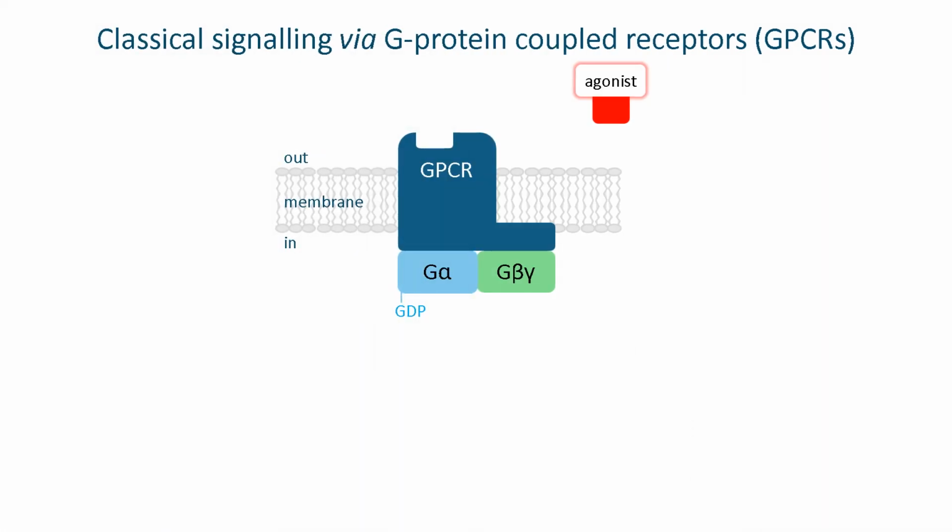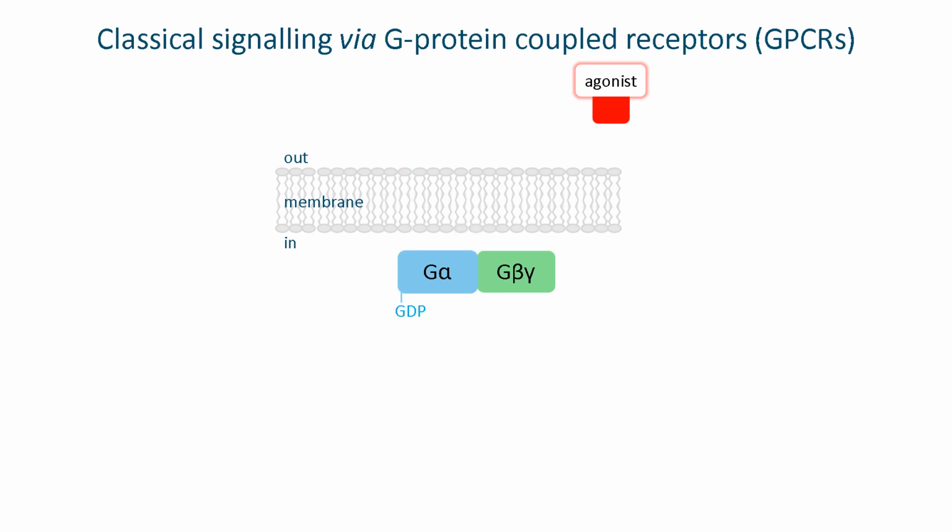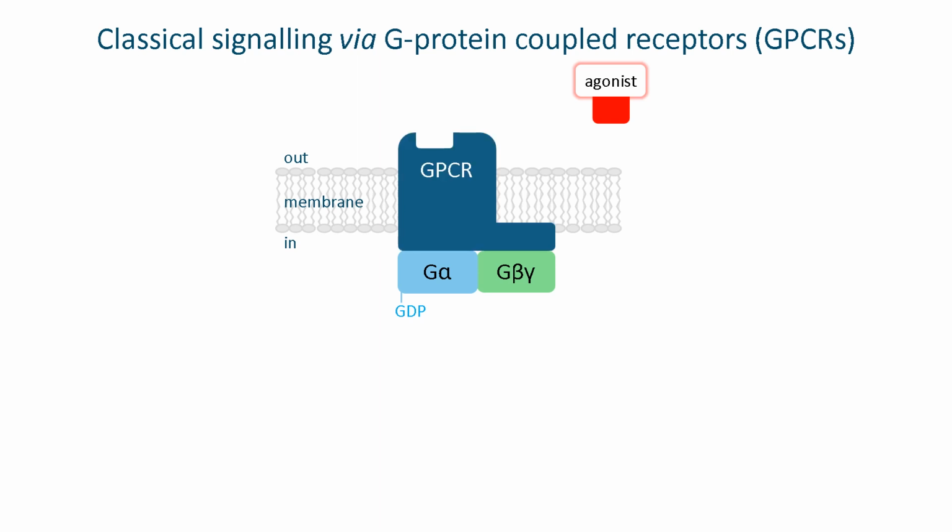To appreciate the concept of biased agonism, you need to first understand how G-protein coupled receptors were classically thought to work. G-protein coupled receptors are membrane-spanning proteins comprised of three different subunits. In other words, they are heterotrimers. The receptor binding site for agonists is in the main subunit projecting into the extracellular space.